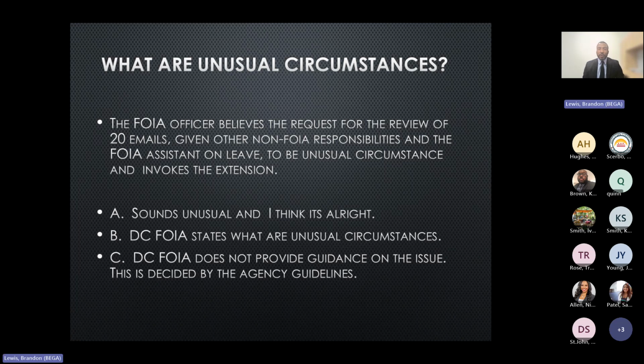The FOIA officer believes the request for the review of 20 emails, given other non-FOIA responsibilities and the FOIA assistant being on leave, to be unusual circumstances and invokes the extension. A, sounds unusual and I think it's all right. B, DC FOIA states what are unusual circumstances. Or C, DC FOIA does not provide guidance on the issue. This is decided by the agency guidelines.